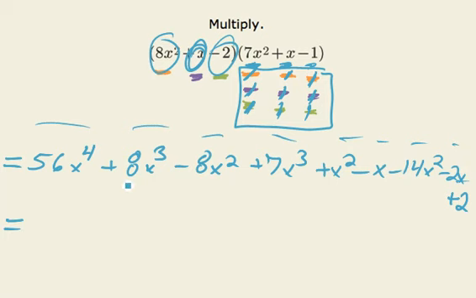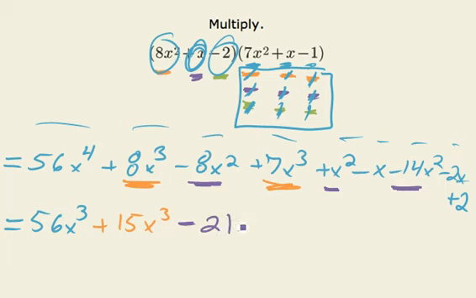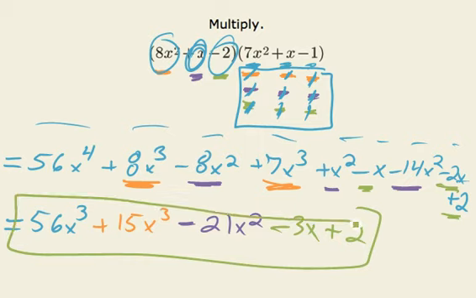Let's go ahead and collect some like terms, get this in a little bit nicer form. I only have one x to the 4th term, so let's write it down, 56x to the 4th. Now I can go ahead and find my x cubed terms. Here's one of them. Here's one of them. 8 plus 7 is 15x cubed. And then I also have some x squareds, negative 8x squared, plus x squared is negative 7x squared, minus 14x squared is a negative 21x squared. And then I have a negative x, and I have a negative 2x, that's a negative 3x. And then finally, I have this plus 2. So here is our final answer.